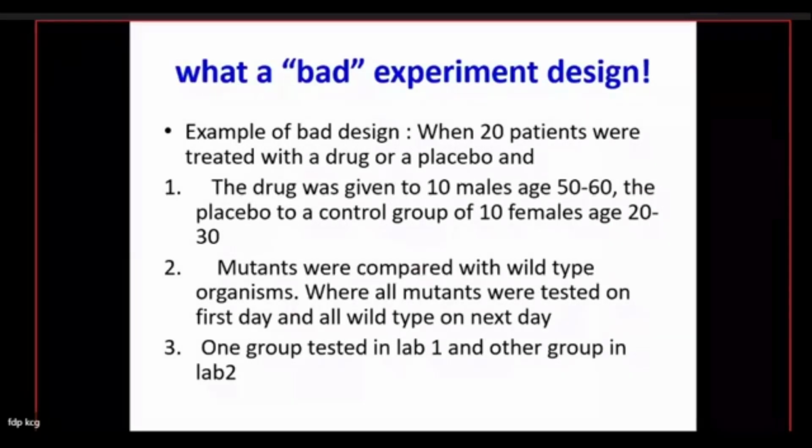then even if you select 10 males aged 50 to 60 for the drug and 10 females for the placebo, the design is faulty. And here is one more factor where you have a difference: the age of the males is 50 to 60 years, while the age of the females you have selected is 20 to 30. So the physiological conditions due to aging, and the physiological variations between male and female, affect the drug's effect; these are variables.